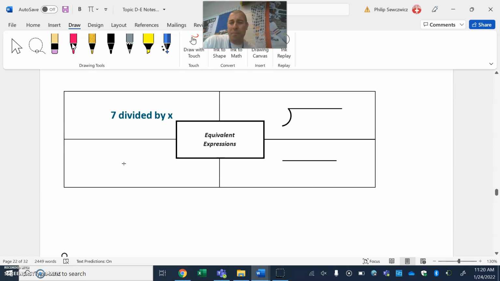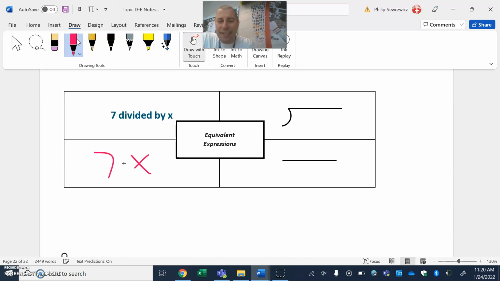So let's do one more. 7 divided by x. So if you give me that, I can tell you this, 7 divided by x. I can also tell you this, 7 divided by x. And then for the last guy, since we're dividing by the x, that's who goes on the outside. That's there.